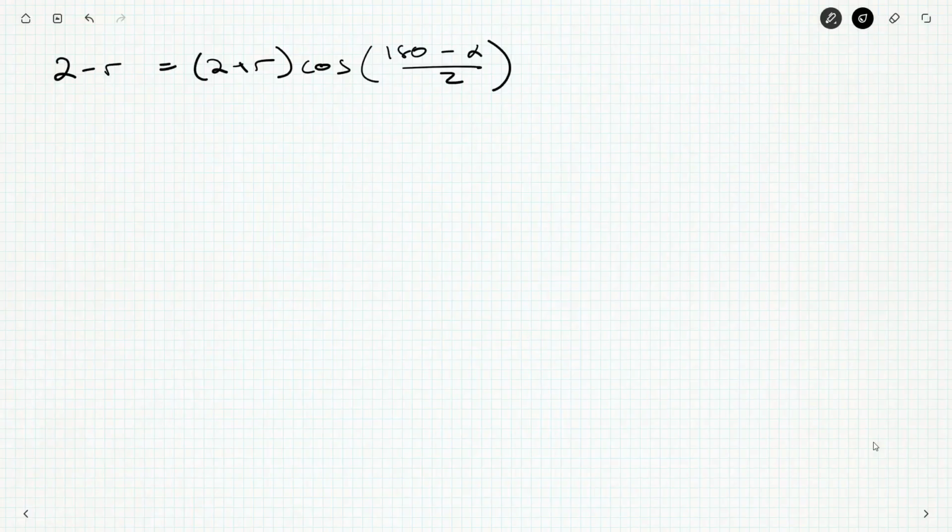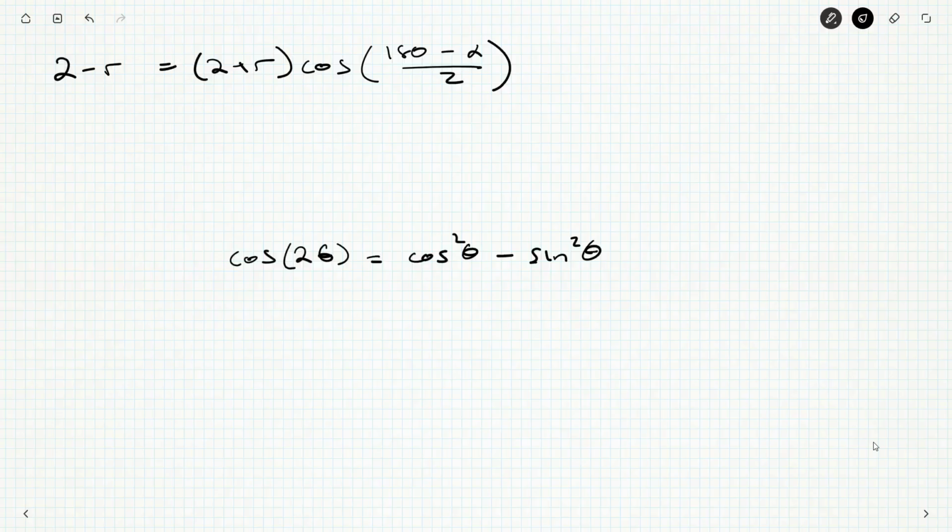Alright, so 2 minus r is 2 plus r cos 180 minus alpha over 2. And do I remember half angle formulas? Trying to remember my half angle formulas. It's a part of the trig that I probably should know. I know double angle formulas. Cos of 2 theta is cos of theta squared minus sine squared theta.